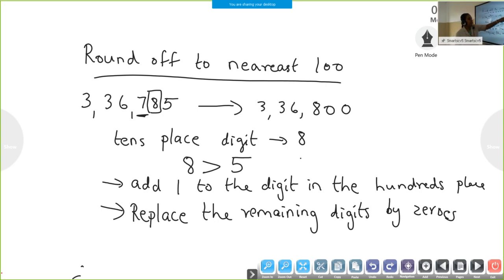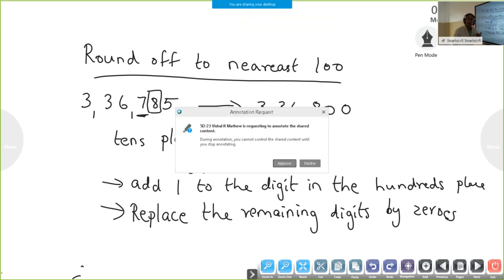So in 3,67, the digit in the hundreds place is 7, you add 1, then it becomes 8. Then the remaining two digits, replace the remaining digits by zeros.